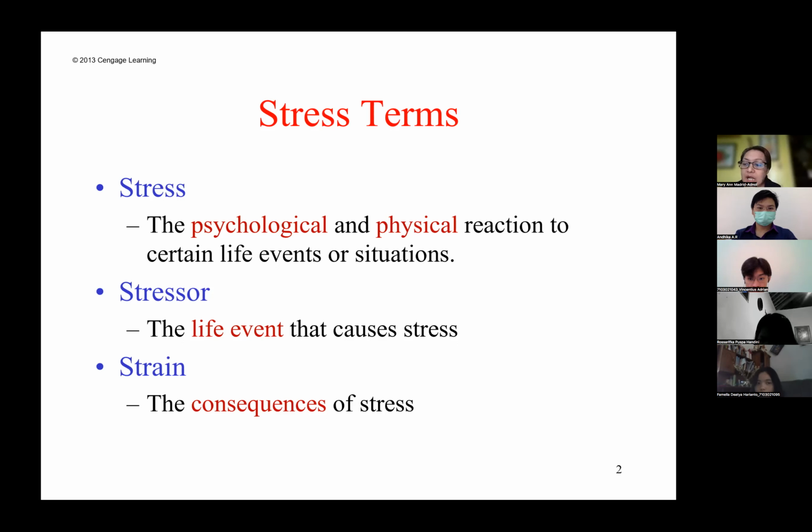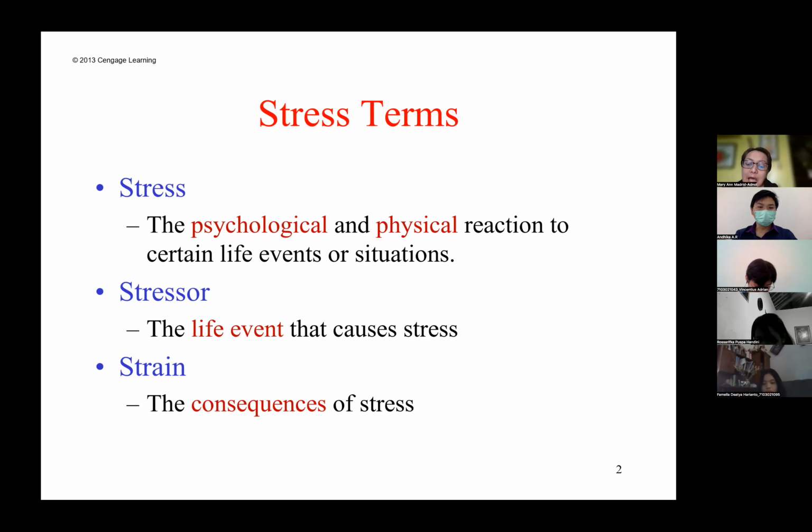Stressor, on the other hand, is the cause of stress. So where is the stress coming from? And that is the term stressor. So stressor, where is the stress coming from? These are the causes of stress. These are often life events. So stressors are happenings in the person's life that will cause stress.